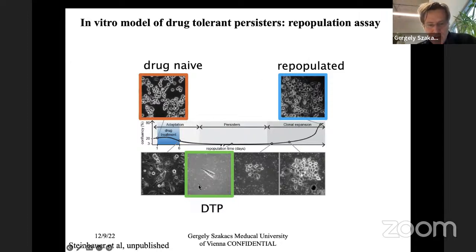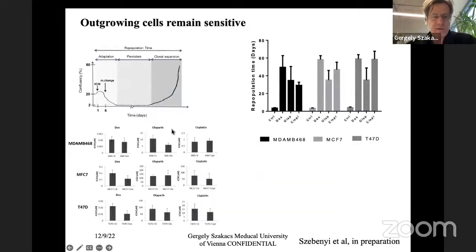So we wanted to study these persister cells to understand their secret. This first slide just shows you the experiment again. So this is treatment, persister stage, and relapse or repopulation. What's important is that when we compare the sensitivity of the initial cell line with the repopulated relapse cell line, the sensitivities are the same. We have here 3 drugs, 3 cell lines. So it's not that the relapsing or repopulating cells become resistant. Again, this is a transient phenotype which enables survival in these cells. The repopulating cells are not resistant.